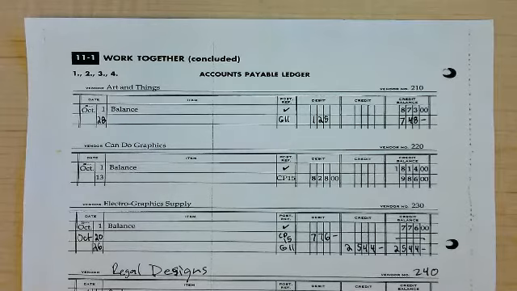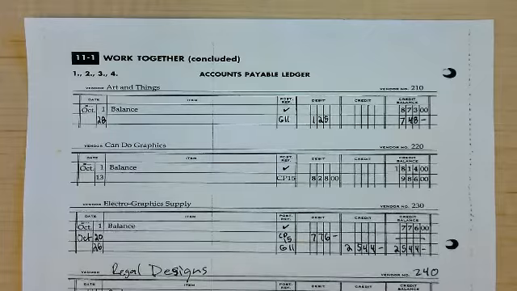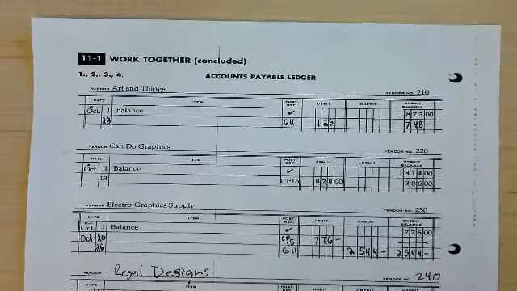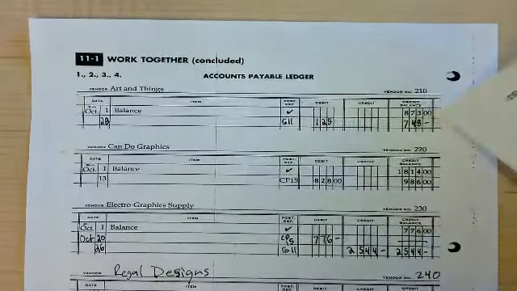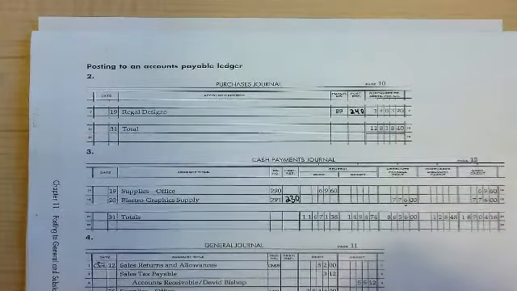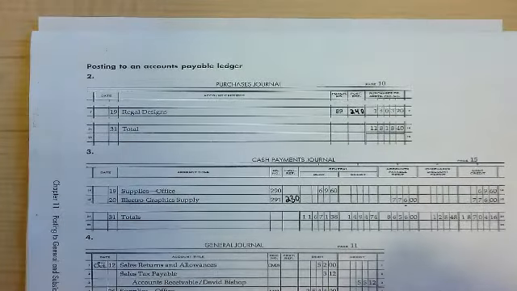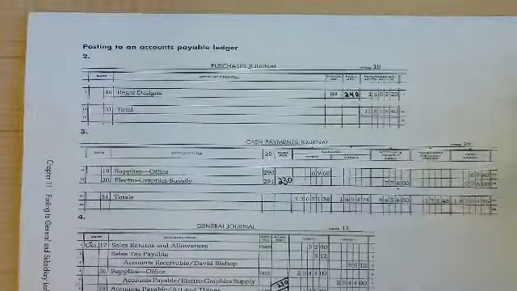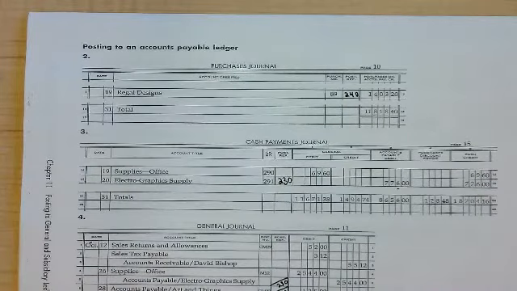So we owed them $873. We sent back $125 worth of stuff. So they decreased the amount of money we owe them by $125. The vendor number is 210. Hop back to here. You're going to have it twice. 210.